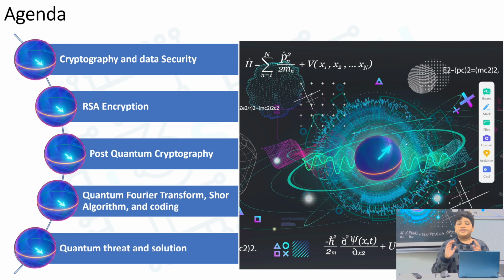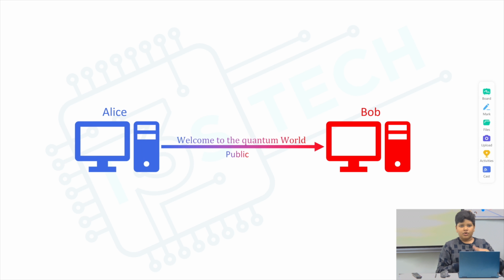So let's break down the standard model of communication. Let's say one guy, Alice, wants to send a message to another person, Bob. But the channel is public. It's like shouting across a room full of people. Everybody will hear you, so you can't send a secret message. But if they want to send a secret message, how will they do it?